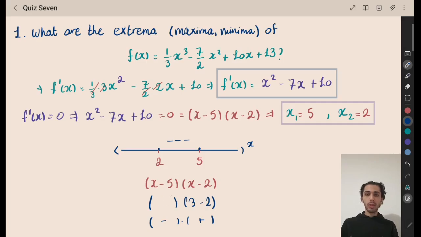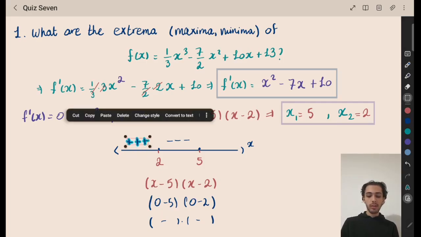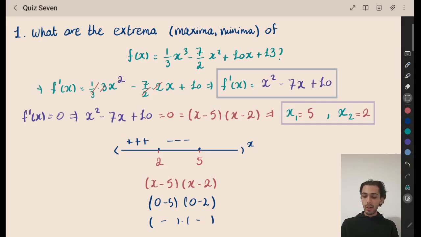Okay, what if I choose a number less than 2? What's your favorite number less than 2? It's 0. 0 minus 5, 0 minus 2. This is negative, but this is also negative. So probably the first derivative is positive for values less than 2. X values, of course.